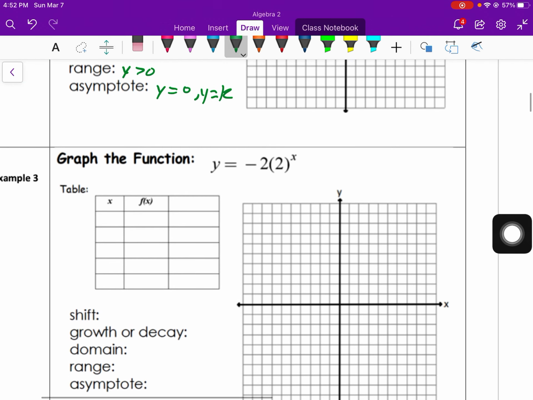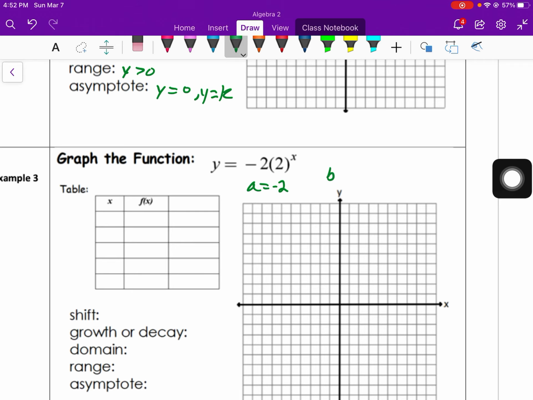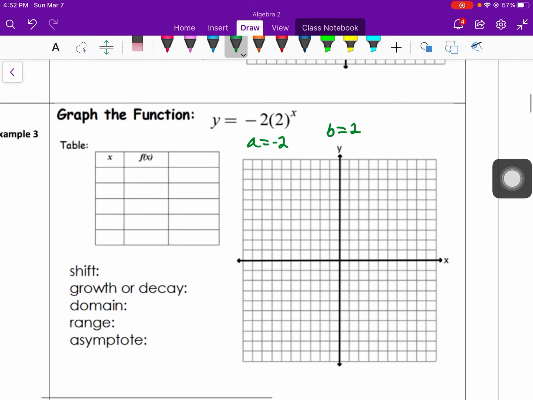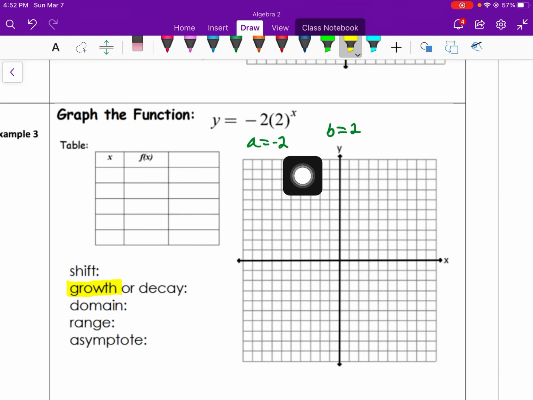All right, so let's look at this next problem. Now we have a negative leading coefficient, so a equals -2. So that'll be a reflection across the x-axis. And my b, again, is greater than 1. B equals 2. So we already know it's going to be a growth, but it's going to be negative. So not a growth this way, it'll be a growth down this way because it's a negative leading coefficient.